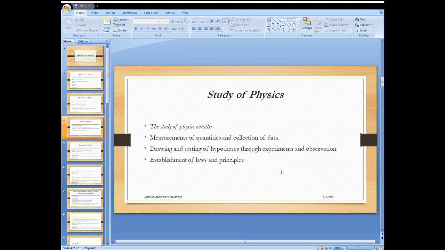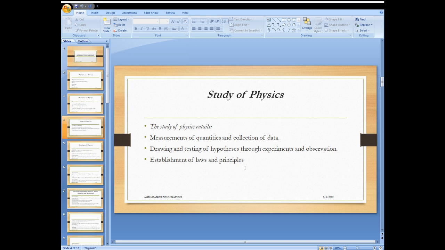It entails measurements of quantities and collection of data. This one, you will come across when you will be taking a practical lesson on physics. You will measure quantities, for example, mass, volume, length. Then after measuring, you collect the data. Drawing and testing of hypotheses through experiments and observation. After every experiment, you have to give your observation and explanation.